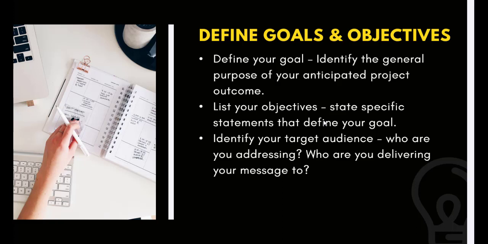List your objective, meaning state specific statements that define your goal. List the objectives that will define that goal. Then the third is identify your target audience. Who is your audience? Is it the elderly, children, women, or men? Okay? That's how you define your audience.